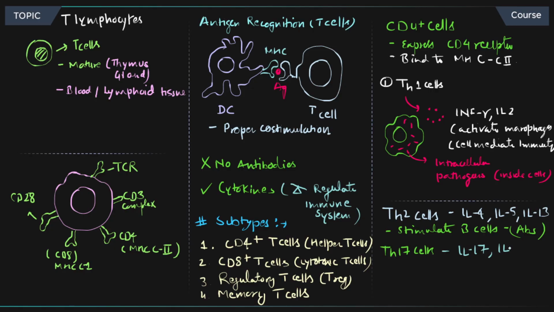Next, you have Th17 cells. They will produce IL-17 and IL-22. These are the cytokines that are produced, and they are involved in attracting neutrophils, and also very much involved in the case of inflammation. When inflammation happens, Th17 cells are involved.